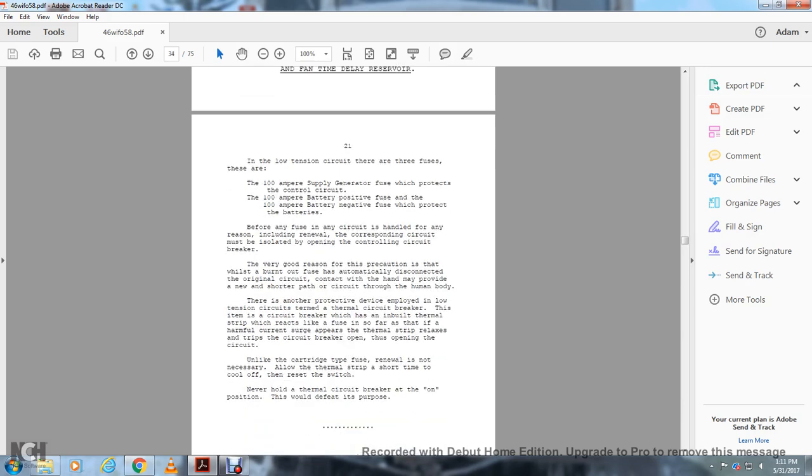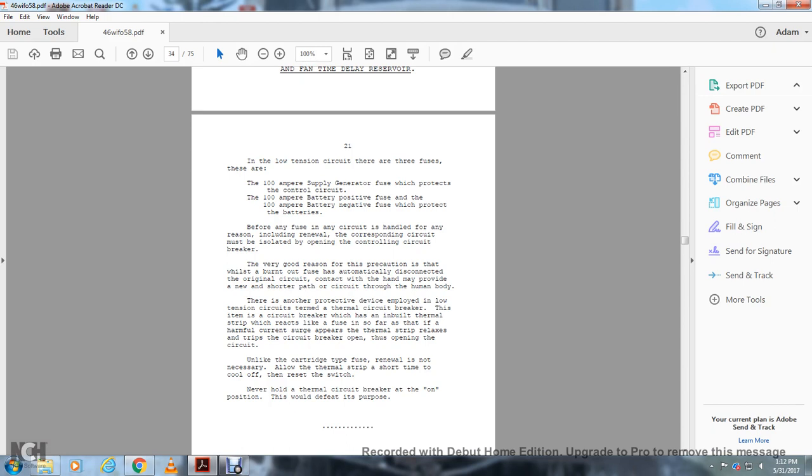In the low tension circuit, there are three fuses: the 100 ampere supply generator fuse, which protects the control circuit, the 100 ampere battery fuse on the battery positive, and the 100 amp battery fuse on the negative, to protect the batteries. Before any of the fuse circuits is handled for any reason, including renewal of the fuse, the corresponding circuit must be isolated by opening the control circuit breaker.